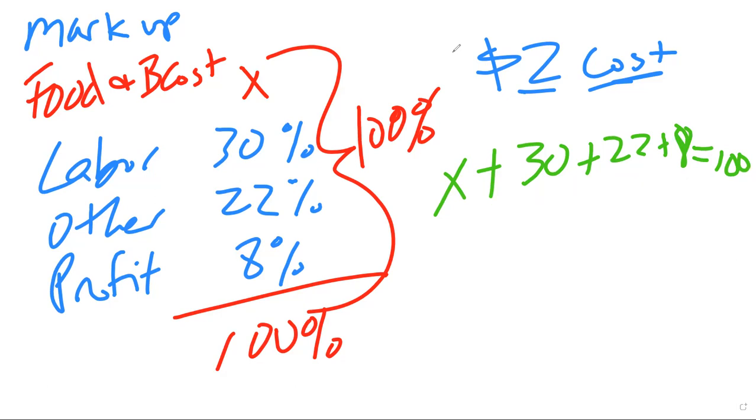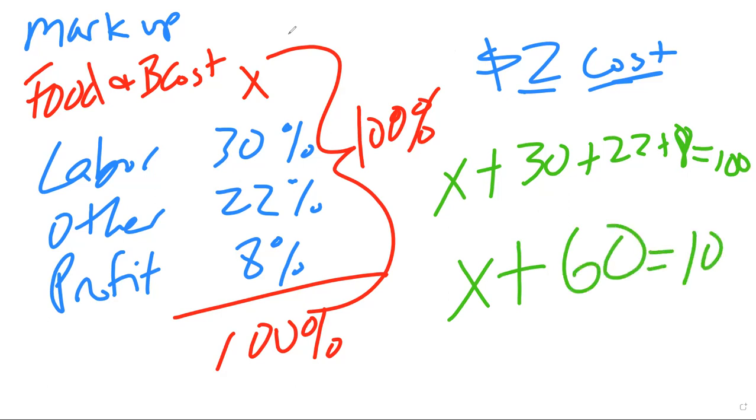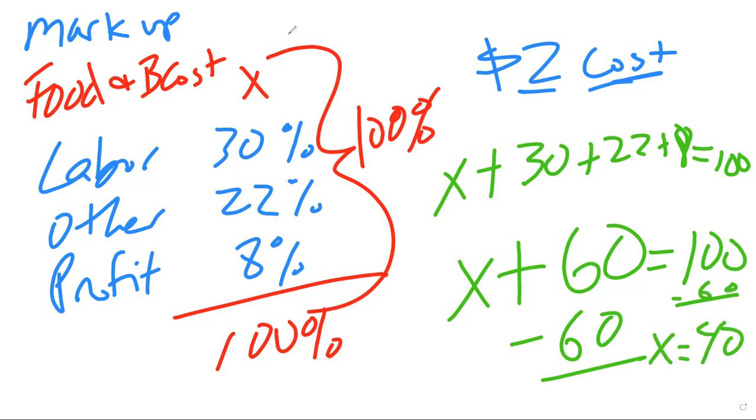Cool. So now we have x plus, what is that? 30, 22, 8. 60. Yes. Okay. So now how do we get the x by itself? So we would subtract 60 from 60 and then do it to the other side. Exactly. And so that means x equals 40. Good. So now we can say 40%.